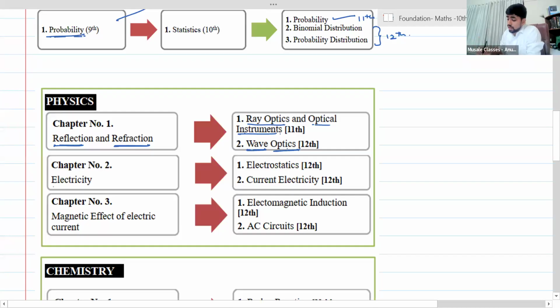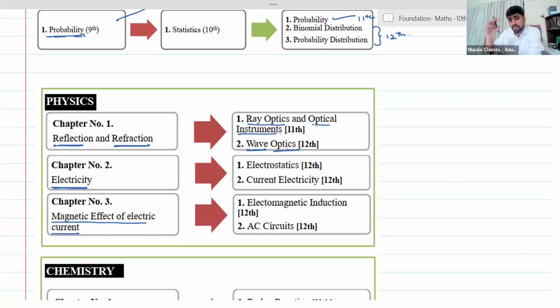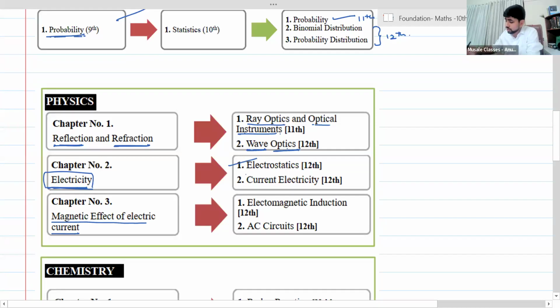Okay, now we have another very interesting chapter, electricity. All right, based on this, we study magnetic effect of electric current. That is again in 10th standard. Okay, these chapters are somewhat interlinked. We call them as electrodynamics. Electrodynamics is a very huge unit in 12th standard. A lot of chapters are related to electricity. That is, we have electrostatics, current electricity, electromagnetic induction, AC circuits. These all chapters are related to your electricity and magnetic effect.